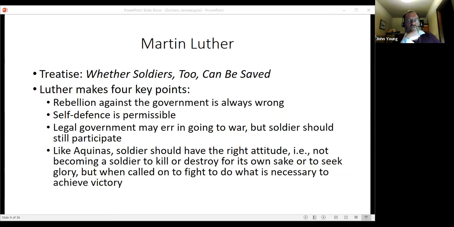And Luther carries it to the extent that even if you think the government has erred in going to war, but you're a soldier, you still have a duty to participate in that. God will, in Luther's eyes, judge the government, or judge the noble, or judge the monarch, who has wrongly engaged in war, and God will also judge soldiers who kill and destroy for its own sake, or who seek glory, or who are inappropriate in how they carry out their duty. But rebellion is always wrong, and you leave it to God to straighten that out. You do your duty. And so for Luther, he's quite clear, more clear than Aquinas was, that no matter how odious the government, you can't rebel.